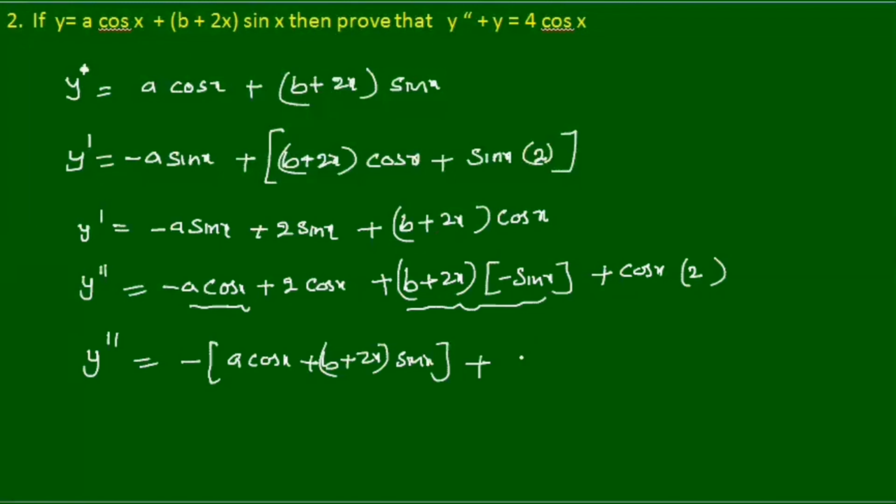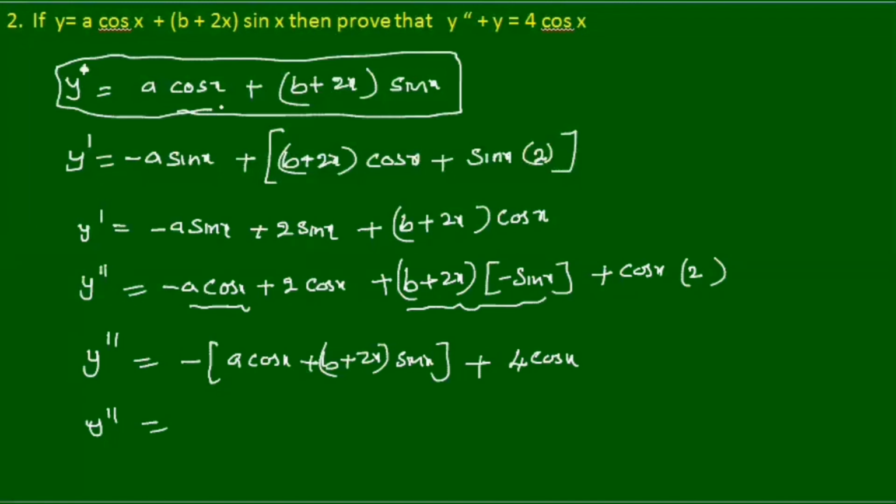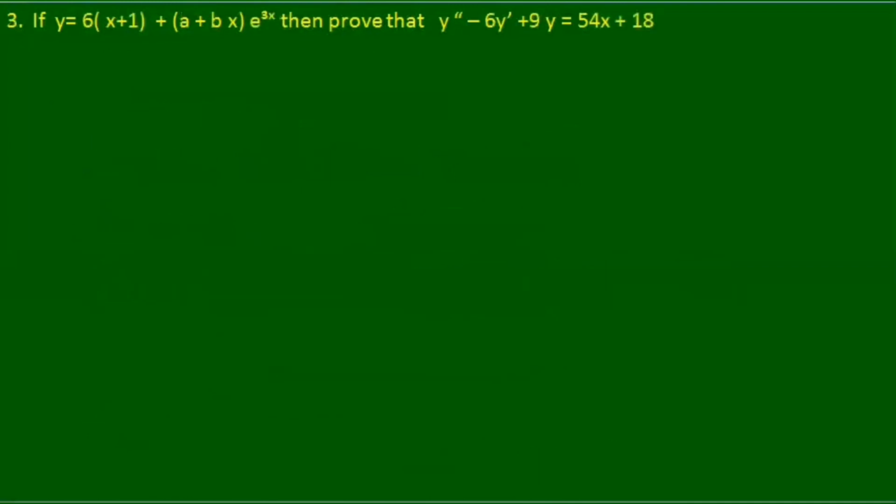If you add these two things, you'll get 4 cos x. 2 cos x plus 2 cos x is 4 cos x. y double dash is equal to minus y, there is nothing but the first equation, that is y, minus y plus 4 cos x. So ultimately we can write it as y double dash plus y is equal to 4 cos x. Right, next we move into next problem, simple problem.